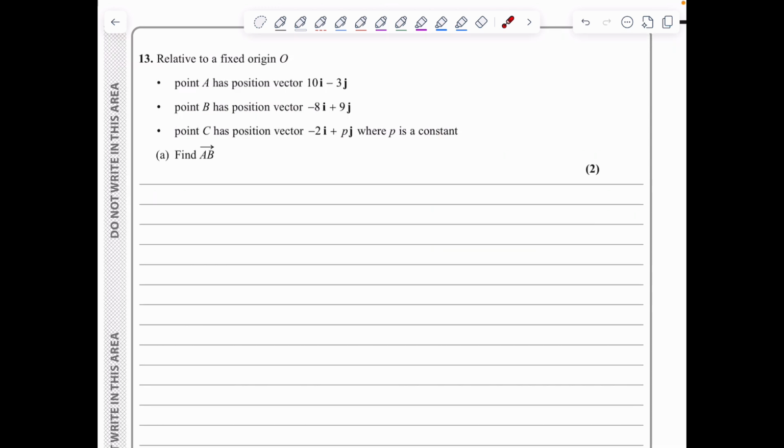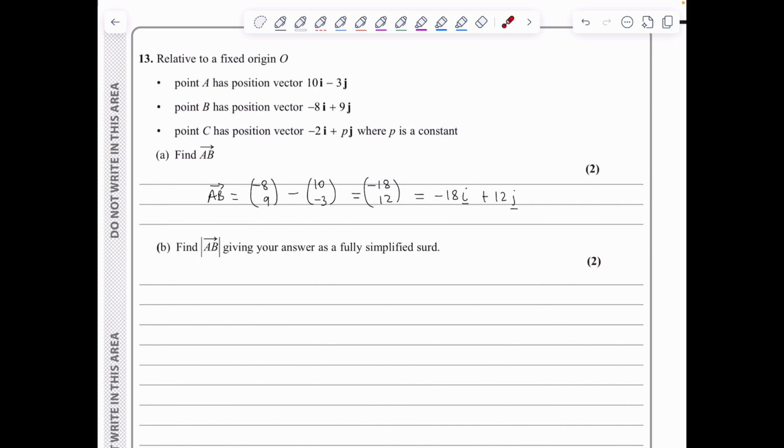Question 13 is on vectors. We've got the point A with position vector 10i minus 3j, and then the position vectors for points B and C, and we need to find the vector AB. Well, we know that the vector AB is going to be the position vector of point B, which is negative 8, 9, minus the position vector of point A, which is 10, negative 3. It's always the second letter minus the first. So minus 8 minus 10 is minus 18, and 9 minus negative 3 is 12. So this gives an answer of minus 18i plus 12j.